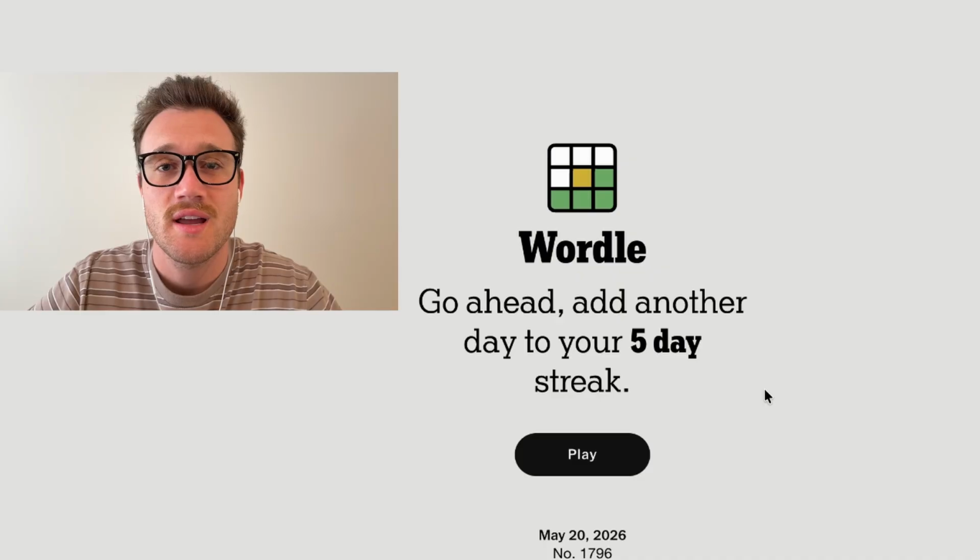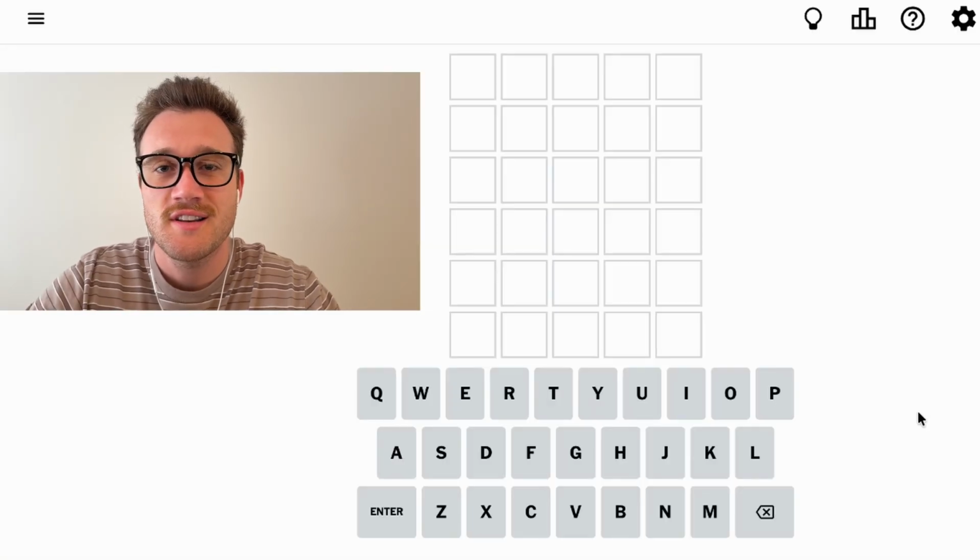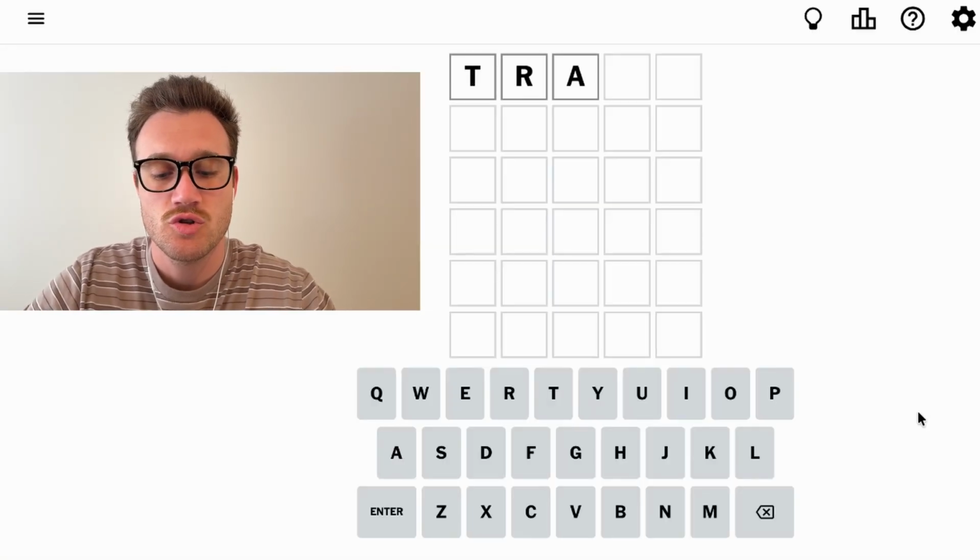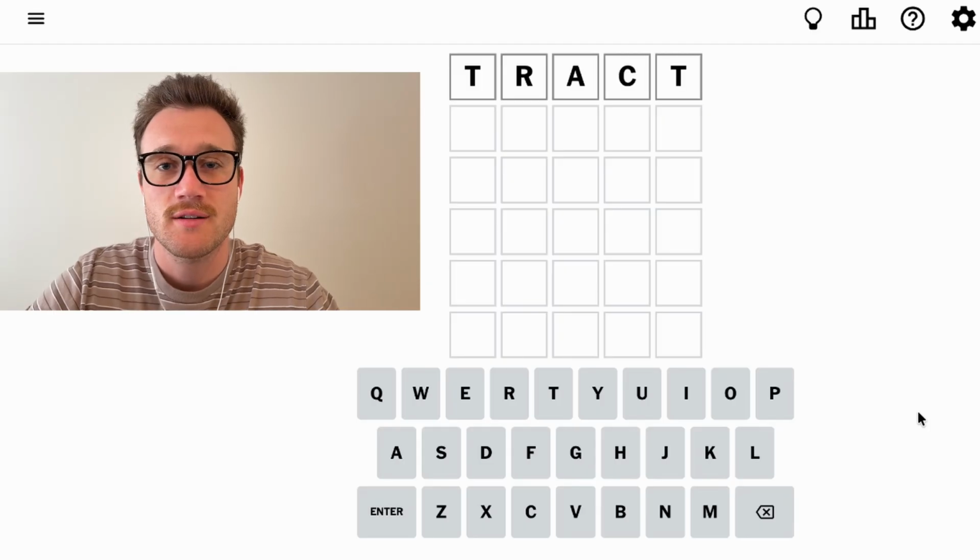Today is Wednesday, May 20th. As usual, we're going to start with the Wordle, connections, strands, and finish up with all the pips. Let's get right into this Wordle. Today's randomly generated word was tract. Let's run tract.